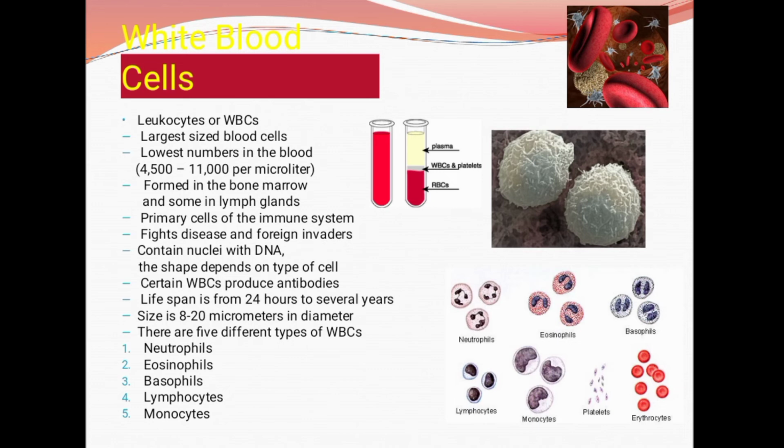So some white blood cells produce antibodies, and the lifespan is about 24 hours to several years, and the size is about 8 to 20 micrometers in diameter, and there are 5 different types of white blood cells, that is neutrophils, eosinophils, basophils, lymphocytes.